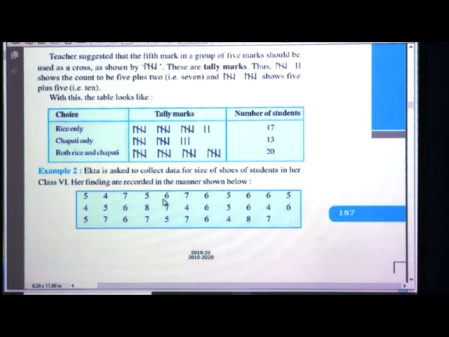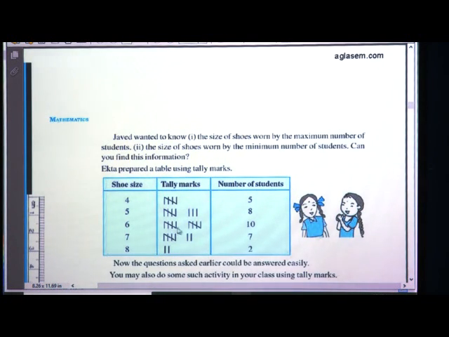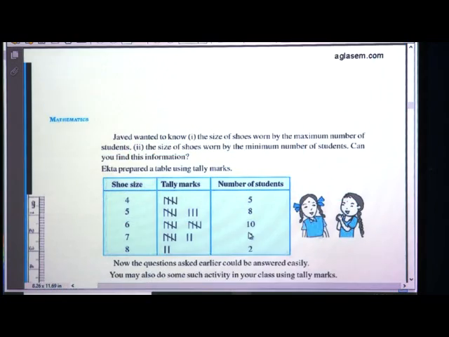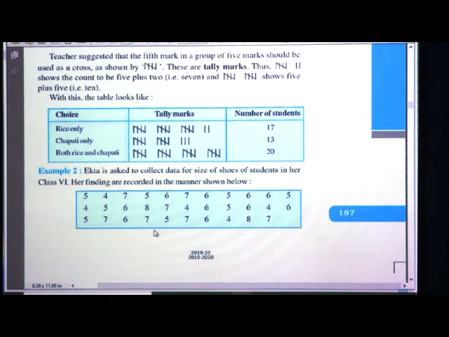Then we will count for 6: 1, 2, 3, 4, 5, 6, 7, 8, 9, 10. Okay, we have 10. Then we will count for 7: 1, 2, 3, 4, 5, 6, 7. So, 1, 2, 3, 4 cross mark and 2 lines. So, we get the number of students 7 for shoe size 7.